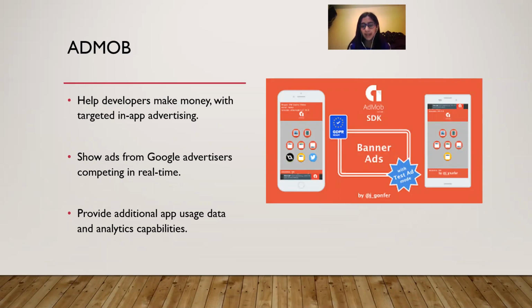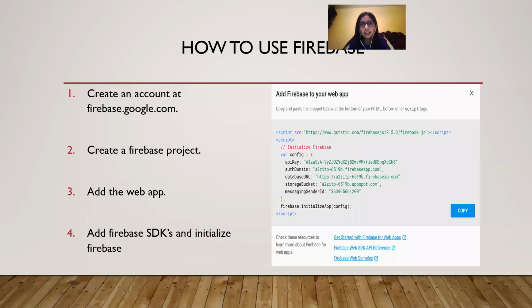Then comes AdMob, which is a pretty good feature. Users can make money using their app if they host on Firebase. So we can show advertisements from Google advertisers, which are competing in real time. So we can earn money using our app. It also provides some additional app usage data and analytics capabilities.